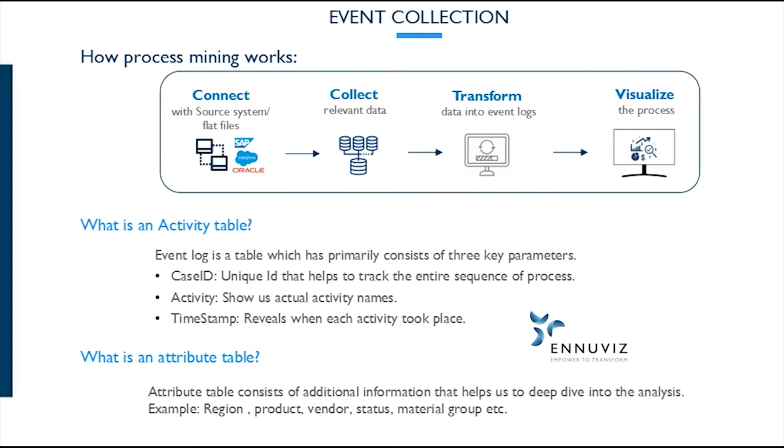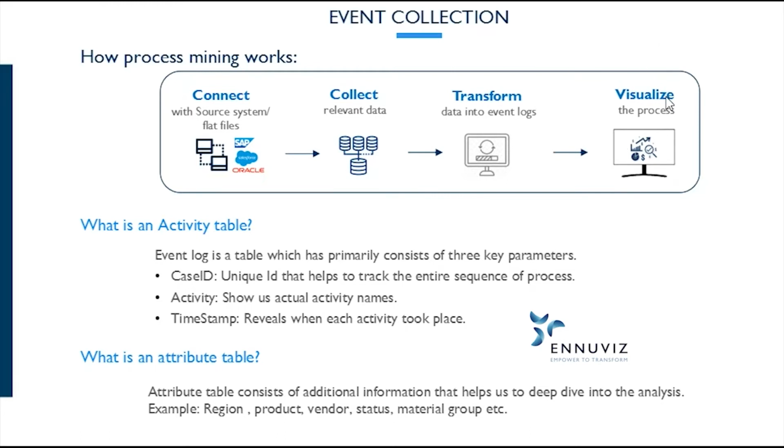How does process mining work? Either by uploading flat files or by connecting to the source system helps to extract and collect the entire data needed for analysis. Once all the data is collected, it can be further transformed into event logs or case attribute logs, which helps further analysis. Once the transformation is done, the entire transformation is visualized and helps to identify the bottlenecks.